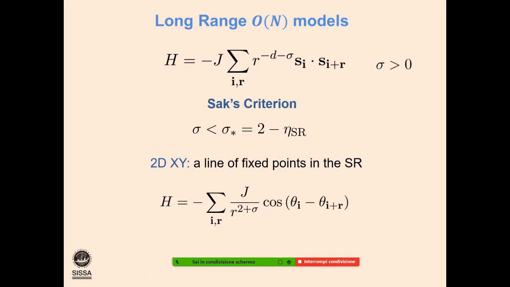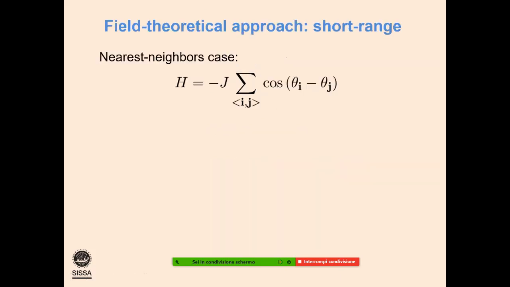Now, to understand what we have done, let us revise briefly what happens in the short range case. Let us consider this Hamiltonian in which the interaction is restricted only to the nearest neighbor, and let us consider the low temperature phase. In the low temperature phase, only the long wavelength spin waves are relevant, and so in this Hamiltonian, this difference here is always small.